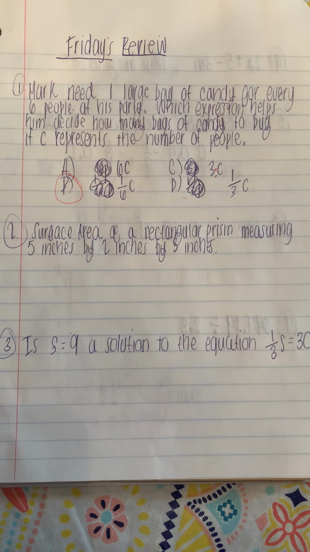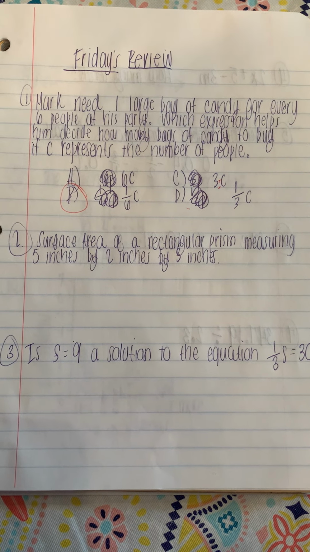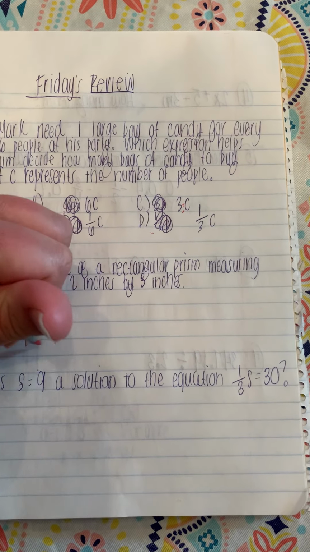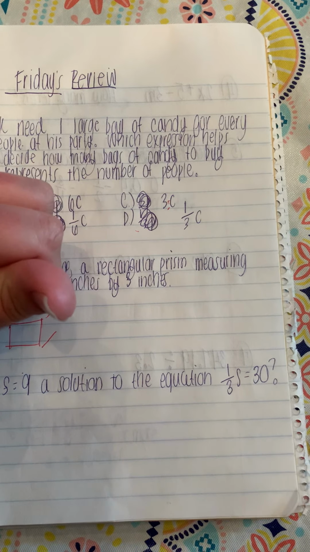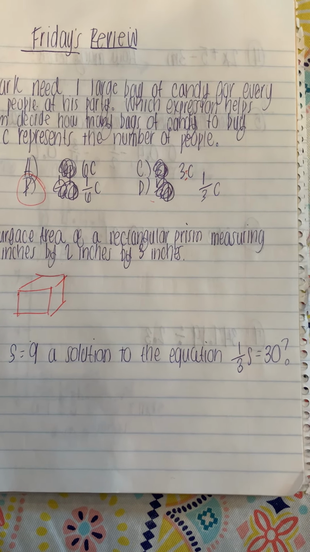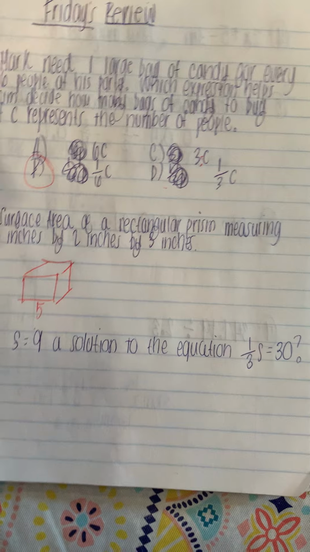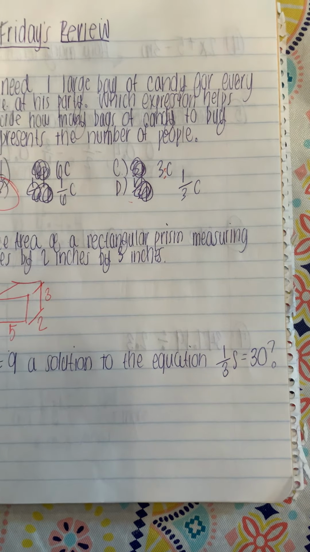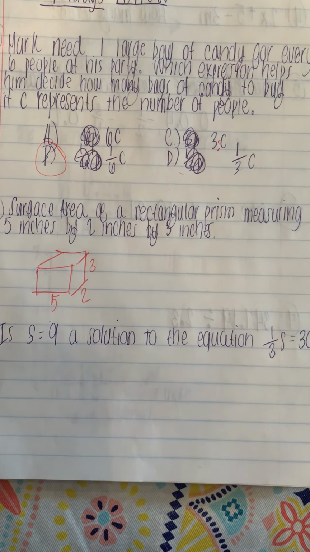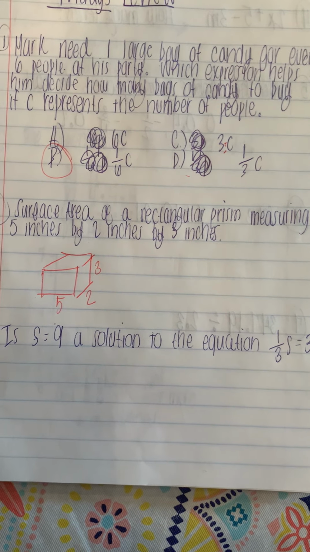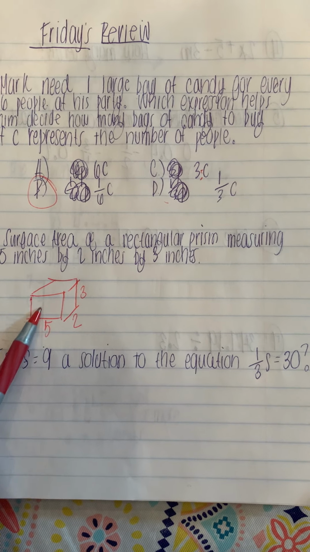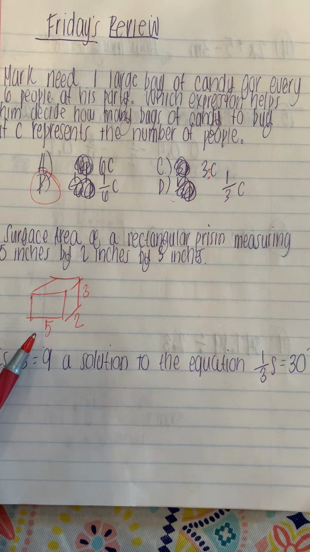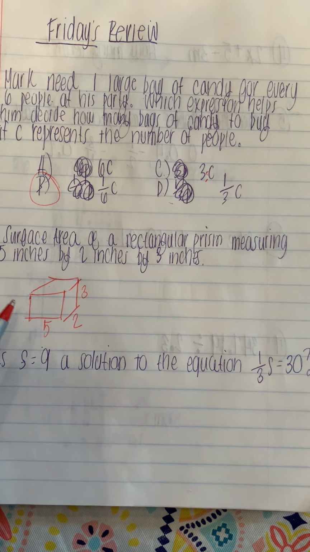Number 2 says, find the surface area of a rectangular prism measuring 5 inches by 2 inches by 3 inches. So I'm just going to draw a rough sketch of a rectangular prism here. We have 5 inches, 2 inches, and 3 inches. What you're doing to find the surface area is the area of all of the faces. So all of the faces here, there's 6 of them. They are going to all be 2-dimensional shapes, and they are going to be rectangles.